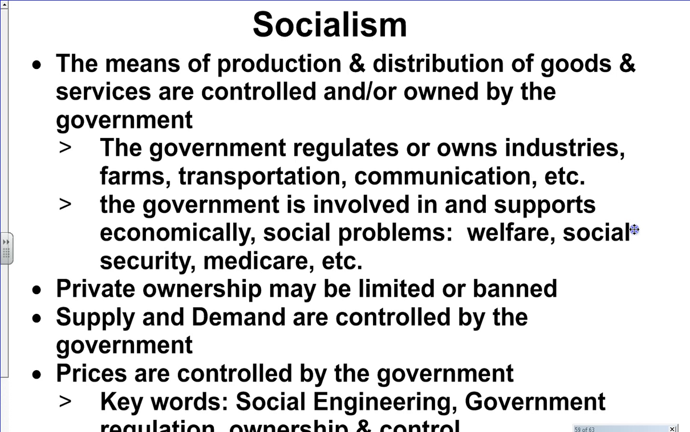Private ownership is either limited or banned. Supply and demand are controlled by the government. Prices are controlled by the government. Some key words here are social engineering, government regulation, and ownership control.